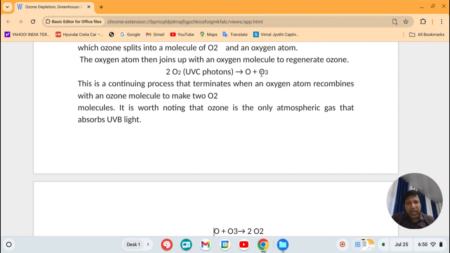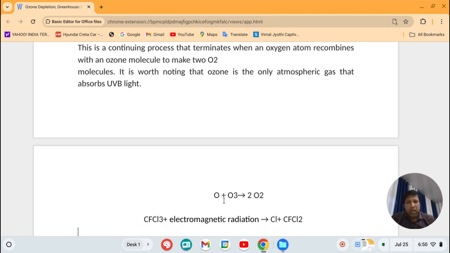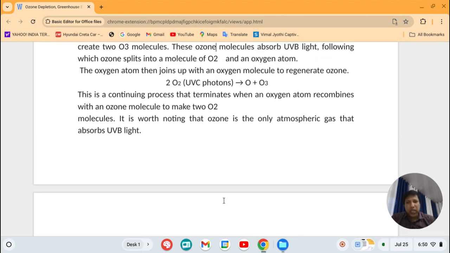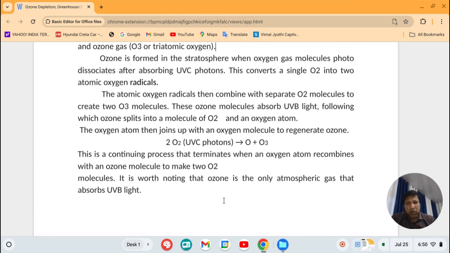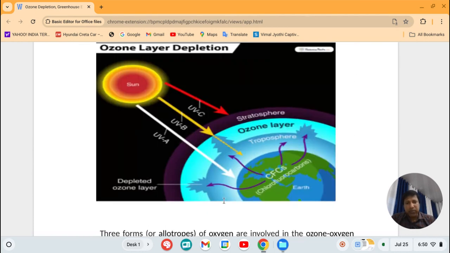Like here, you have 2O2 absorbing UVC rays, and O and O2 will be formed. Then the ozone and oxygen absorb UVB light and oxygen will be formed. This ozone, oxygen and O will move up and down because of the density difference. So here I will explain it once more, how oxygen is protecting the Earth from UV rays.